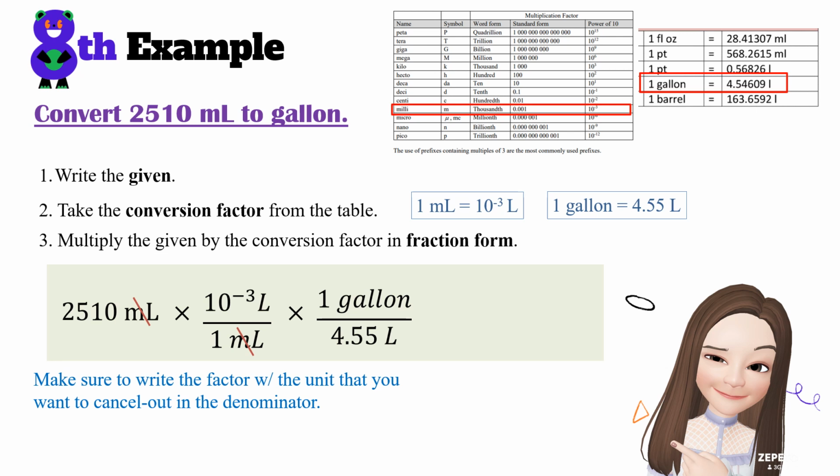Now multiply the second conversion factor, that's 1 gallon equal to 4.55 liter. So you put 4.55 liters in the denominator and then 1 gallon in the numerator. Now liter will cancel out, you will be left with gallon. Okay, so now you can perform the operation 2,510 times 10 raised to negative 3 divided by 1 times 1 divided by 4.55. So you will get 0.55 gallon.